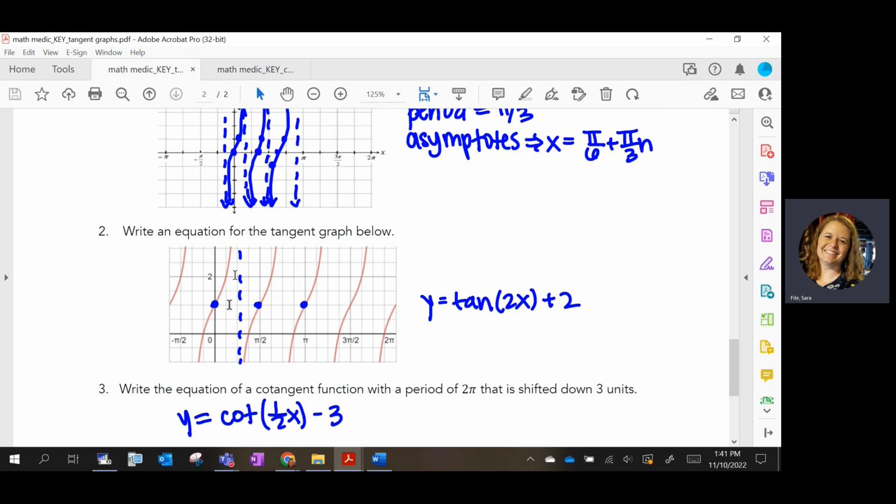But then your asymptotes between them, you can see this is at pi fourths, and then to 3 pi fourths. So there's only pi half between them. So this has been horizontally compressed by 2. So your B is 2.